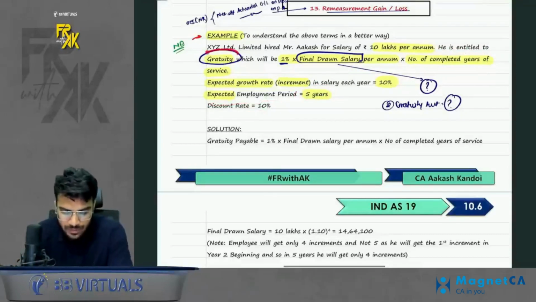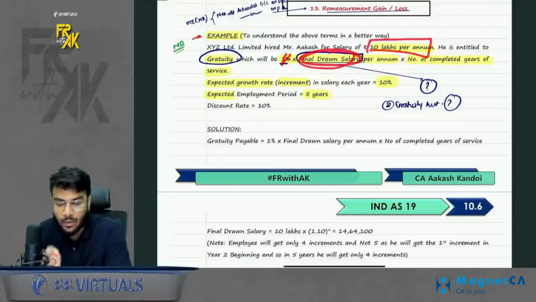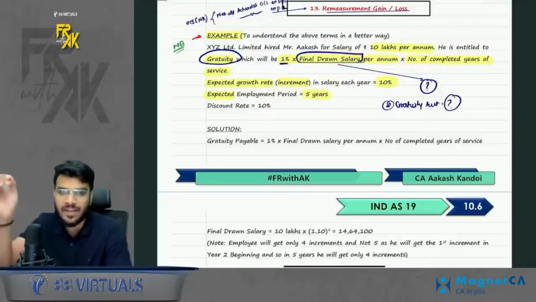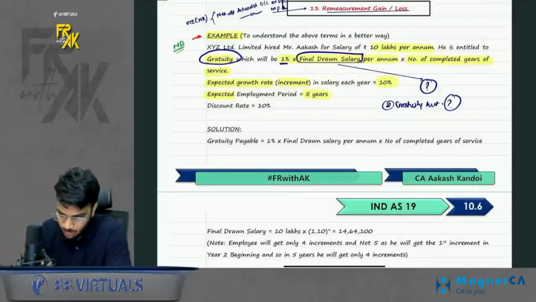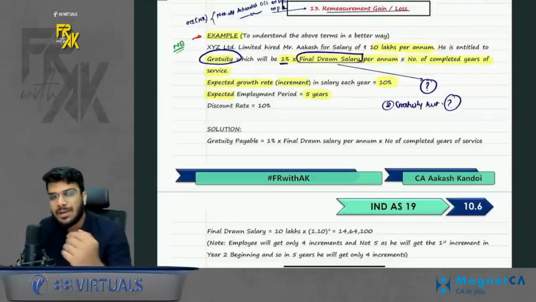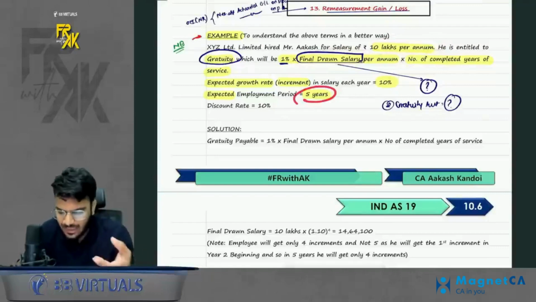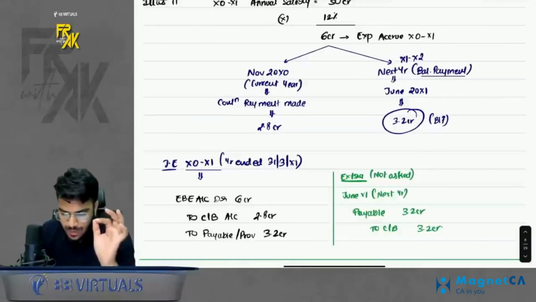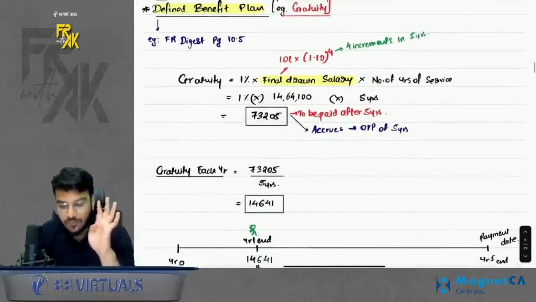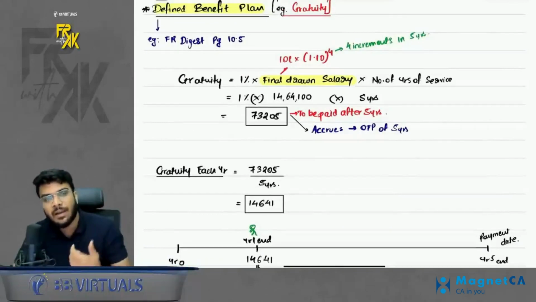So first you have to find the gratuity amount. How will I find it? 1% into the final drawn salary. His salary today is 10 lakhs. I don't want this. I want his salary after 5 years, because we are assuming that he will work for 5 years. How do I do it? I have to add the increment of 10%. But for how many years will I add the increment? Normally we say if he will work for 5 years, add the increment for 5 years, but no, you will add the increment only for four increments. Why? If you work for 5 years, in 5 years you will get only 4 increments.